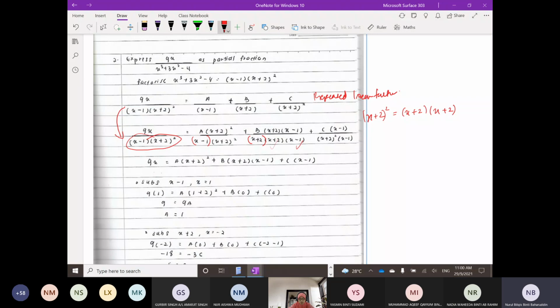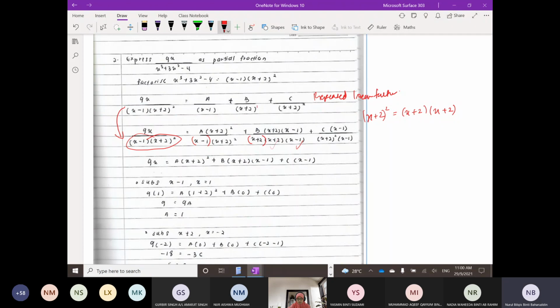Because for B, we only have x plus 2 power of 1 only. That means the original has x plus 2 squared, which means we are missing one factor of x plus 2. So we need to times by x plus 2. That will be the original x plus 2 squared. And then we need to times also with x minus 1.